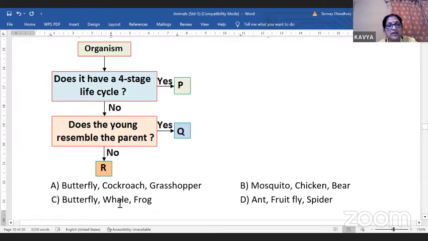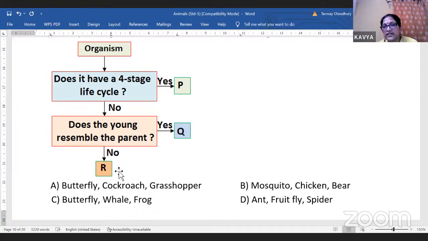Now here, Q can be whale. Yes, the young one resembles the parent. It does not resemble the parent. Yes, in the frog, the young one of a frog is known as a tadpole. Now, when the adult frog lays eggs, the eggs hatch and the larva comes out. Now, remember children, the larva is the young one of any animal that hatches from an egg. For example, the larva of the frog is known as tadpole.